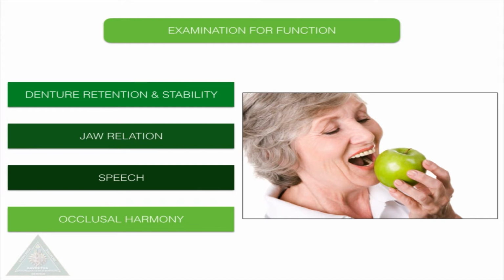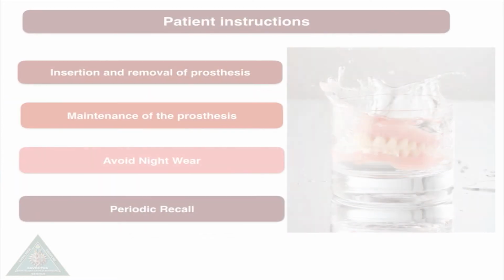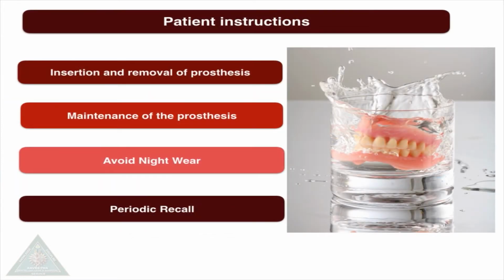Evaluation of speech includes assessing the ability of the patients to produce the bilabial sounds, dentoalveolar sounds, and velar sounds. And occlusal harmony can be assessed either by using an interocclusal record or by using articulating paper. Patient instructions include insertion and removal of the prosthesis, maintenance of the prosthesis, avoiding night wear, and periodic recall.